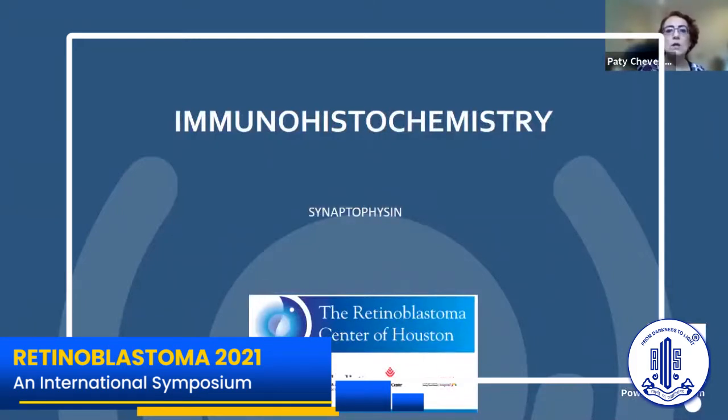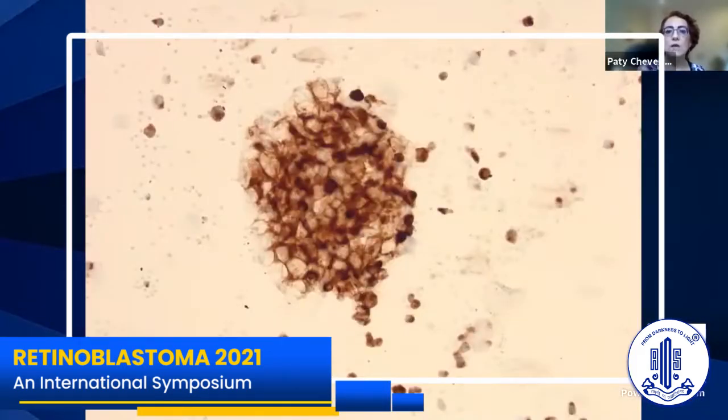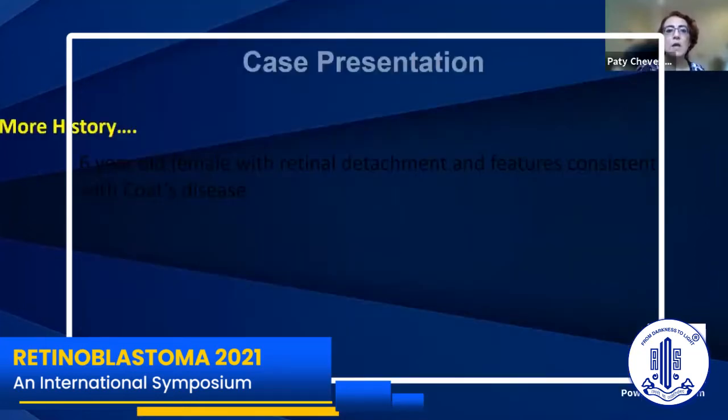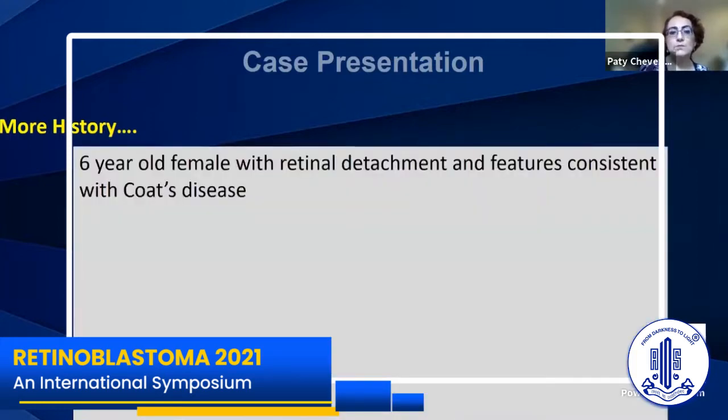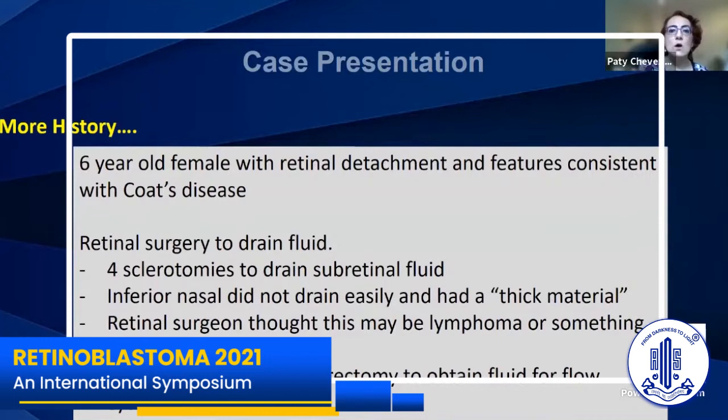Of course, we are talking about this, and I do the synaptophysin in the same slide. And this is just another case of retinoblastoma. More history. This is a 6-year-old female with retinal detachment that they thought was Coats disease. And they went on and did a retinal drainage with 4 sclerotomies. And when they were doing the inferior one, they see this thick material.